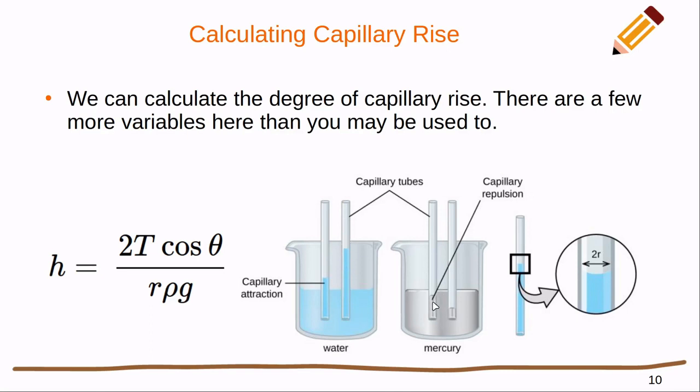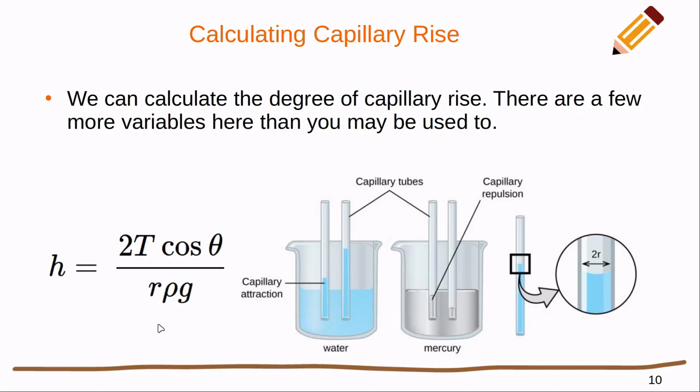Now, it could be true, like in the case of mercury, that you have stronger cohesive forces than adhesive forces, and you actually get capillary repulsion, where it's going to push down into the liquid and it's not going to want to go inside of the capillary, because it would rather stick to itself than stick to the capillary.